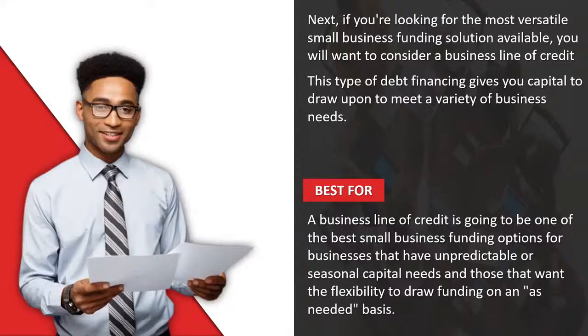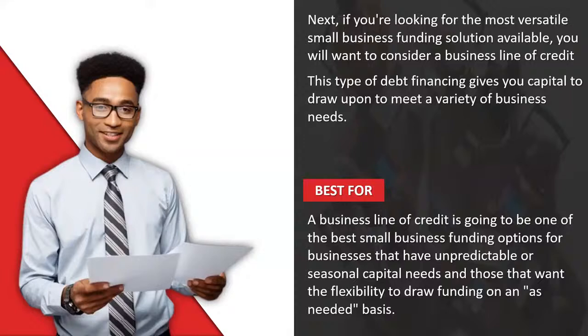What I mean by that is you can get a business line of credit for $100,000, but you might just need to purchase something or get some repairs done for $10,000. What happens is you spend the $10,000, you make payments on the $10,000, and you still have $90,000 available to you.